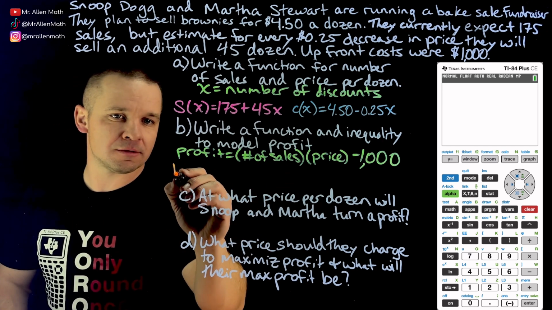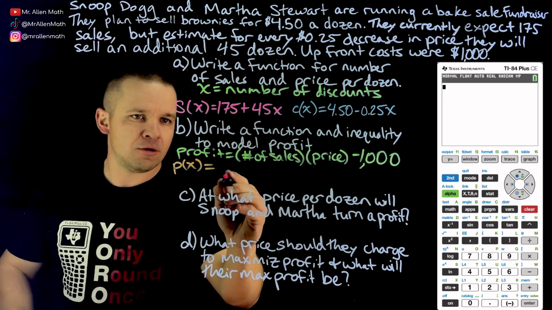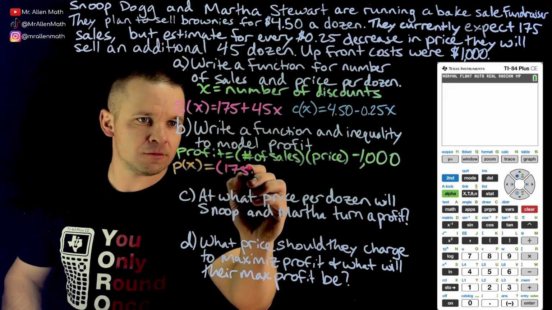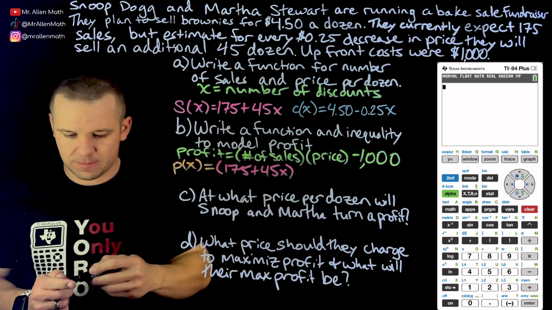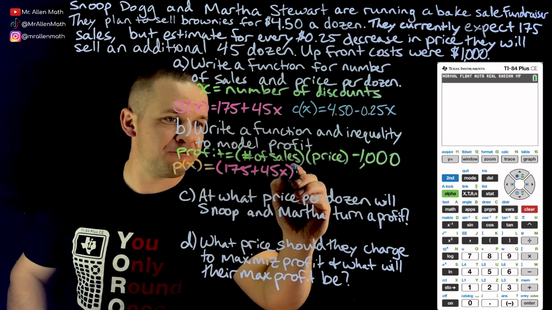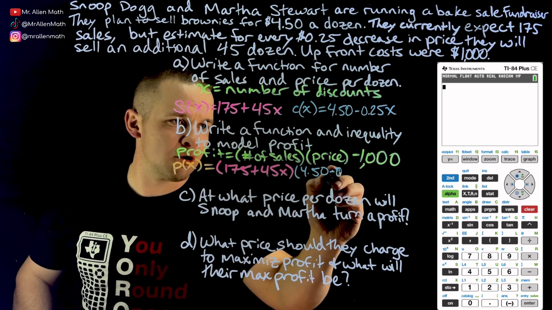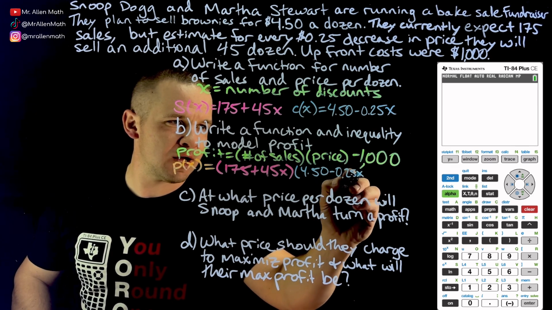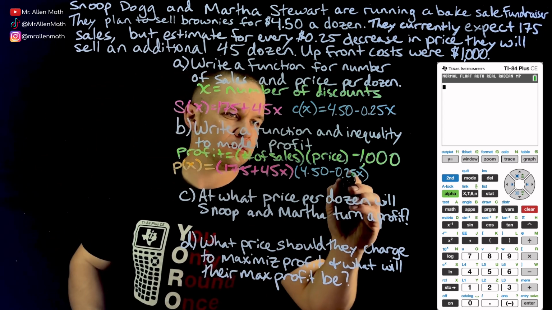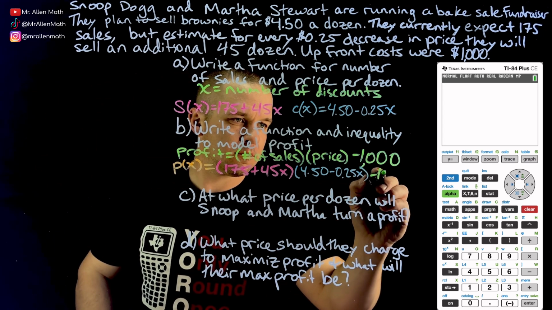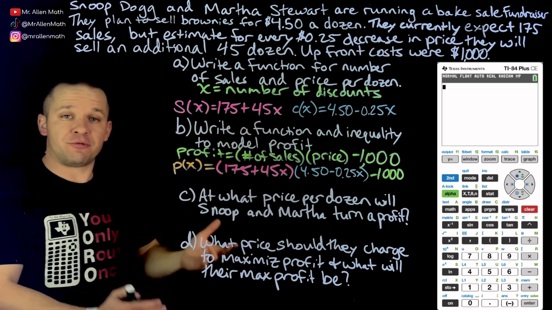So P of x equals 175 plus 45x, then we got 450. That's the current price. Minus 0.25x. And then we have minus $1,000. Okay. So that would be my profit function.